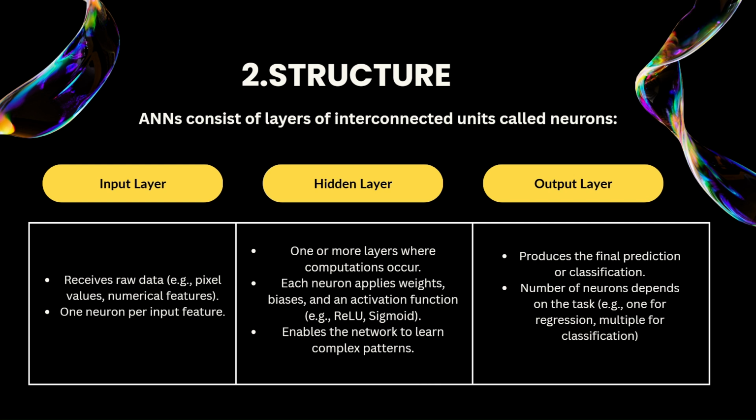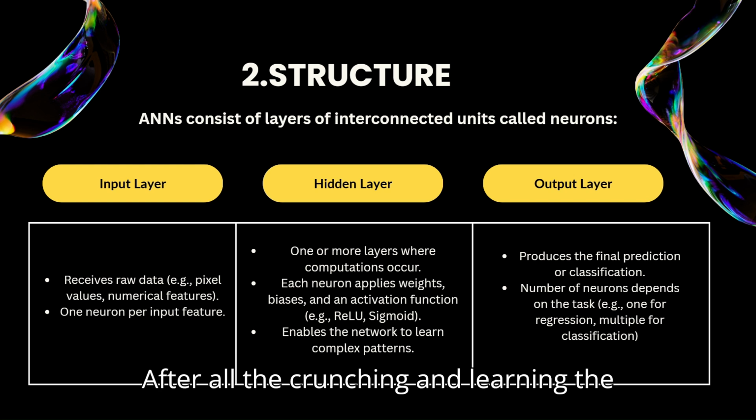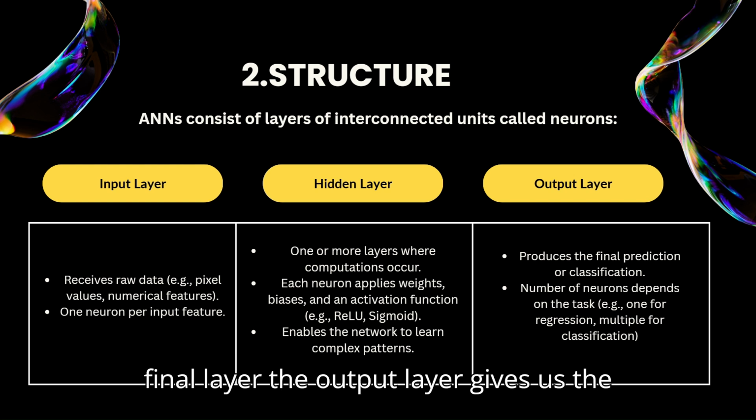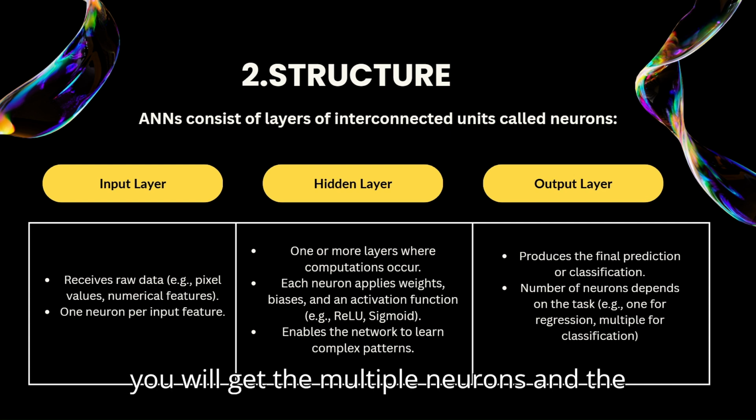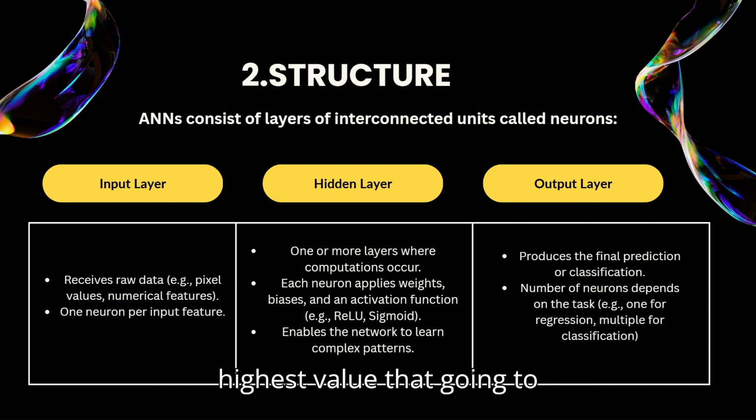Yes. So the third layer is the output layer, the final decision layer. After all the crunching and learning, the final layer, the output layer, gives us the result. For example, if it's binary classification, you will get one neuron saying 0 or 1. For multiple-class tasks like cat versus dog versus rabbit, you will get multiple neurons and the highest value is going to win.